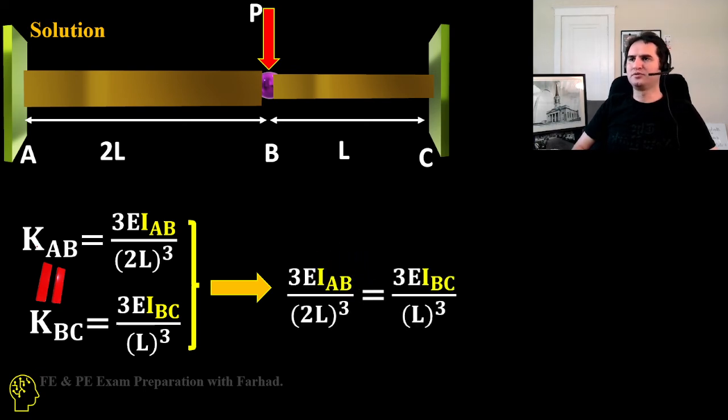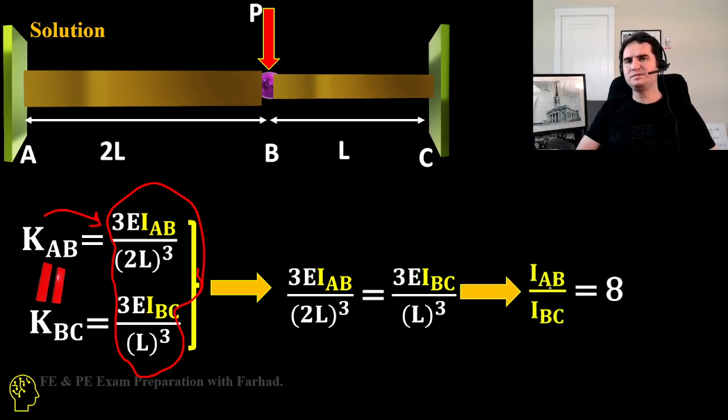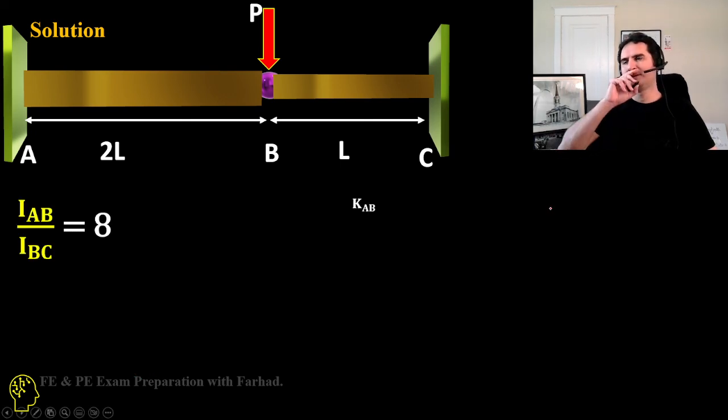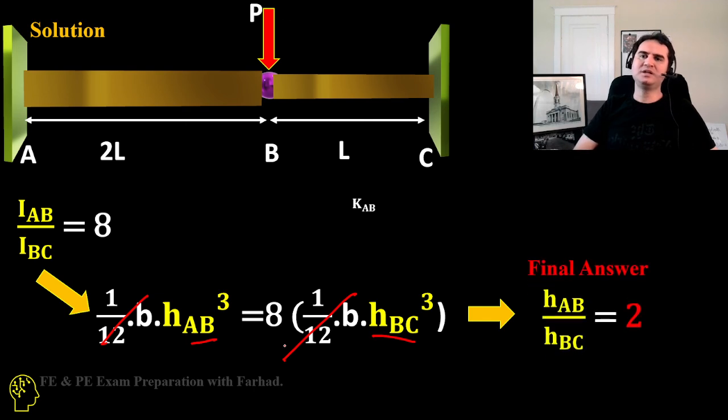And if these two are equal to each other, it says the stiffnesses are equal. In terms of formula, 3EI of AB over 2L cubed is equal to 3 times EI of BC over L cubed. If you simplify that equation, it says the moment of inertia of AB over the moment of inertia of BC is equal to 8. And we do know the moment of inertia for a rectangular cross section is 1/12 base times height cubed, one with the height of AB and the other with the height of BC. So if you simplify the equation, it gives you HAB is equal to 2 times HBC.